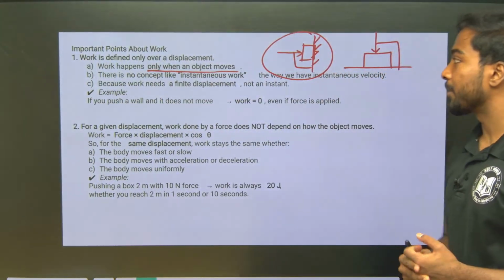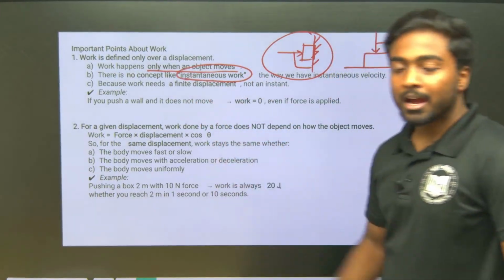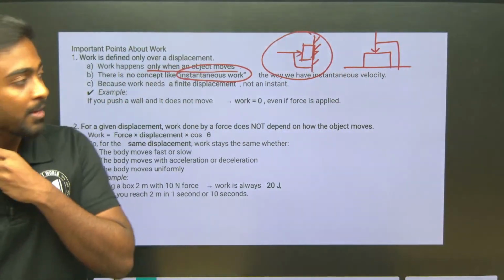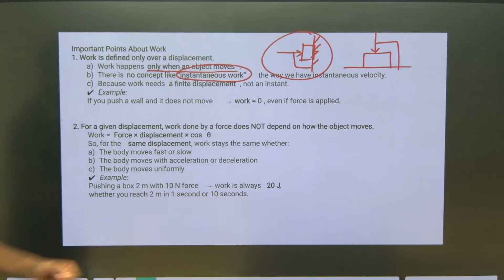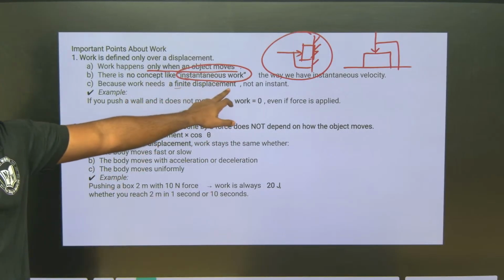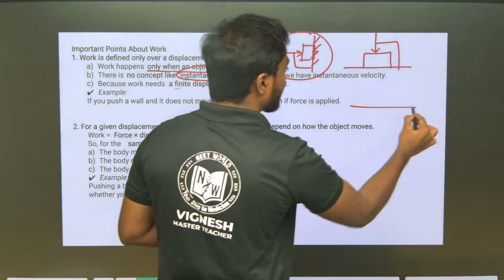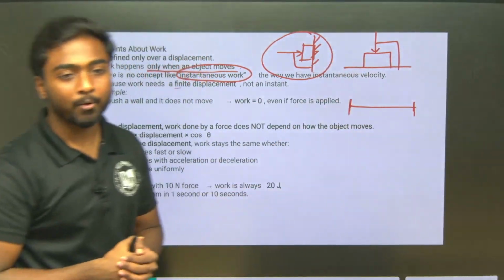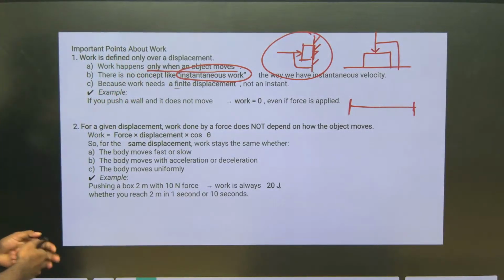So there is no concept like instantaneous work. We have talked about instantaneous velocity and instantaneous acceleration, right. But there is no concept like instantaneous work, because work needs a finite displacement, not an instant displacement. If I talk about displacement, I will talk from this point to this point. I won't talk about what the displacement or work done is at a particular point. So this is the first point.